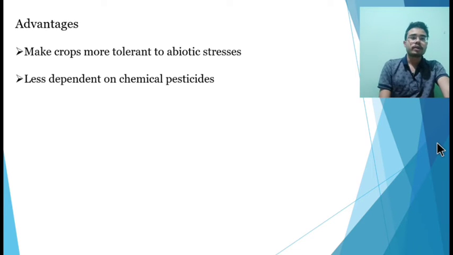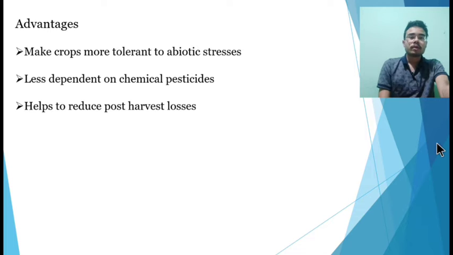Now the next point is to reduce post-harvest losses. When the crops are harvested and stored in storage houses, there may be attacks of rodents or insects. If the crops can produce some indigenous products to protect themselves, it is very helpful, and it is done with the help of genetic engineering.